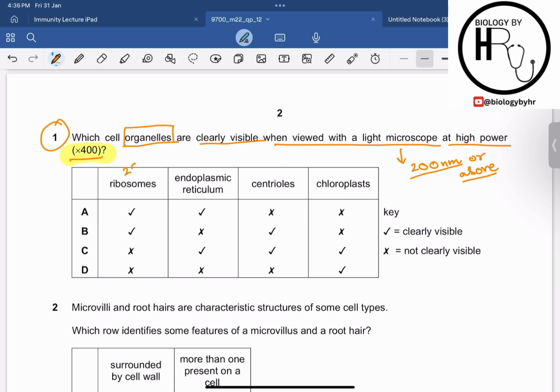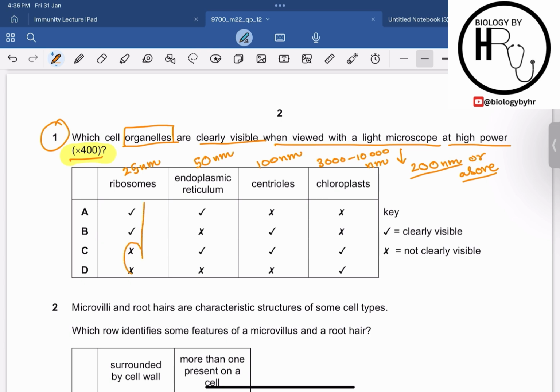Ribosome has 25 nanometers size, right? Ribosome is of 25 nanometer, and then the endoplasmic reticulum is of 50 nanometers, centrioles is of 100 nanometers, and the chloroplast is of 3000 to 10,000 nanometers, right? All of these are in nanometers. Now you guys tell me, that is ribosome visible with the light microscope or not?